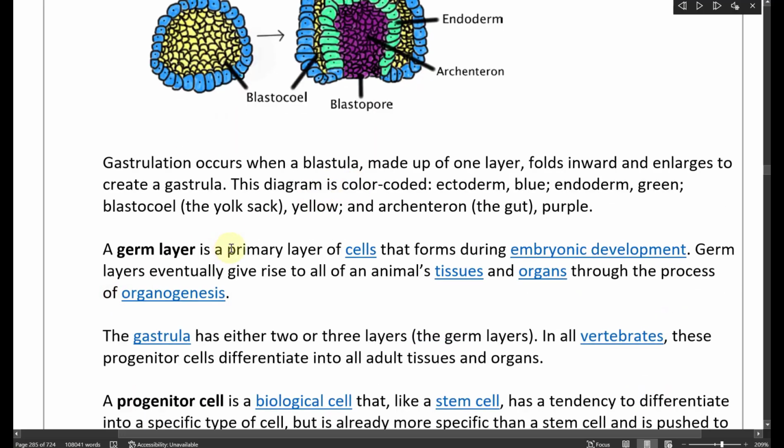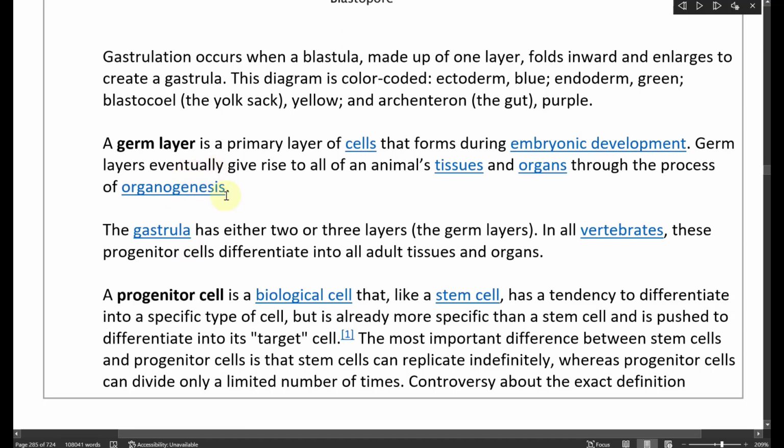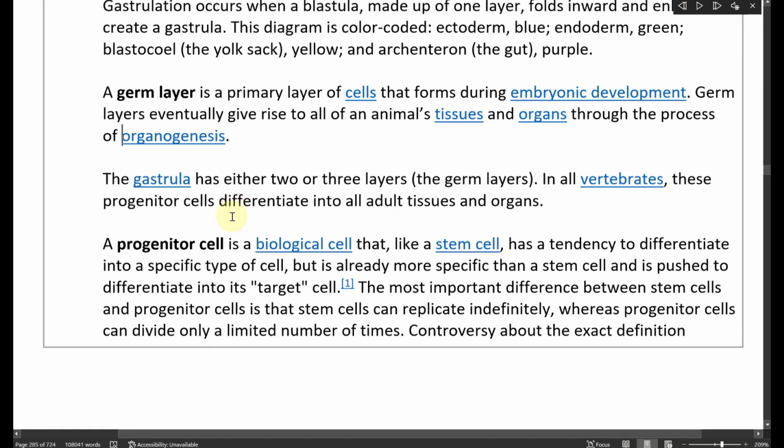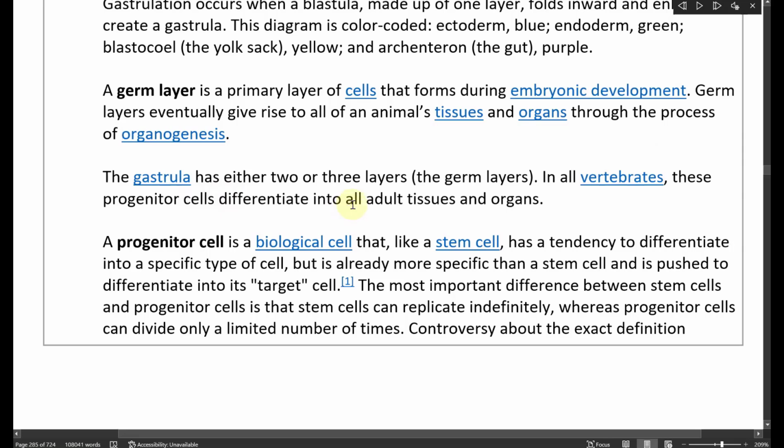So a germ layer is a primary layer of cells that forms during embryonic development. Germ layers eventually give rise to all of an animal's tissues and organs through the process of organogenesis. See this pronunciation? Organogenesis. The gastrula has either 2 or 3 layers, the germ layers. In all vertebrates, these progenitor cells differentiate into adult tissues and organs. Let's just see the pronunciation here.